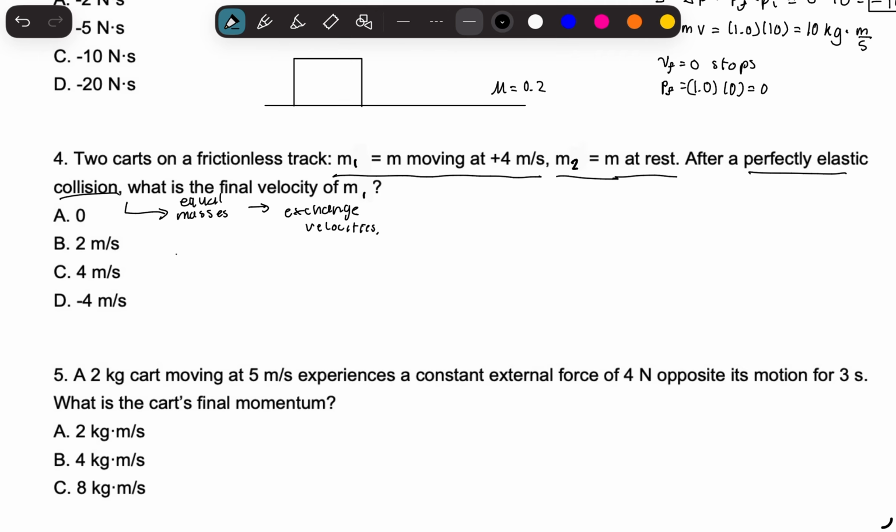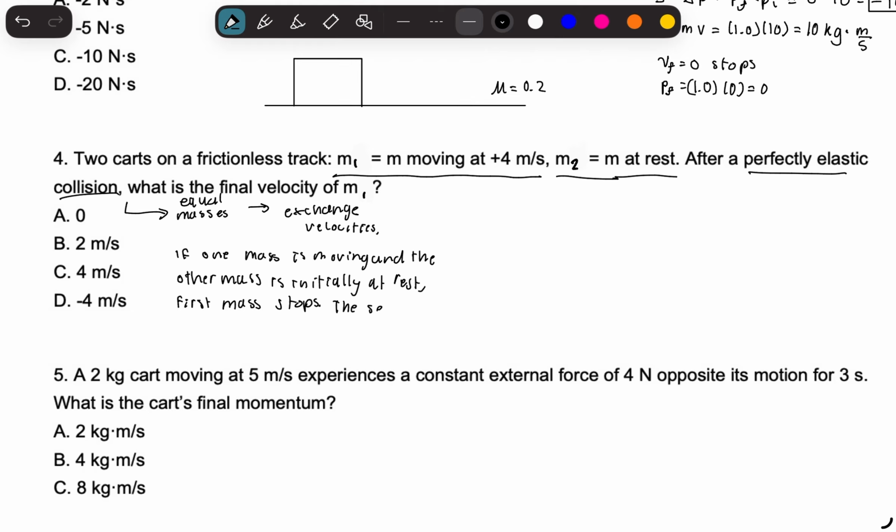So what happens is if one mass is moving, and the other mass is initially at rest, the first mass stops, and the second mass moves off with the original speed.